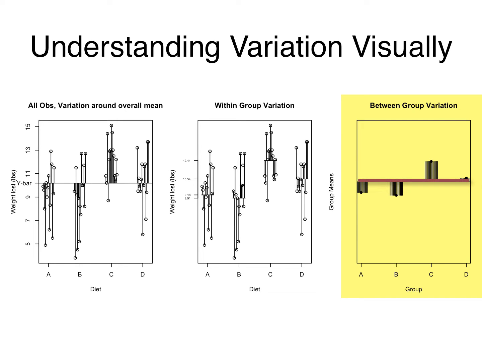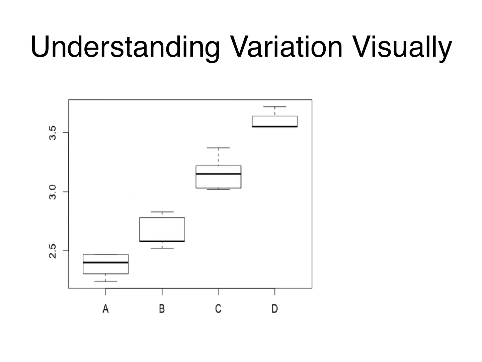If the variation of the group means around the grand mean is large relative to the variation going on within a group, this suggests that there may be a difference in the population means of the groups. In other words, if the between group variation is large relative to the within group variation, this suggests that there may be a difference in the population means of the groups being compared. So here's a different way of plotting the same thing.